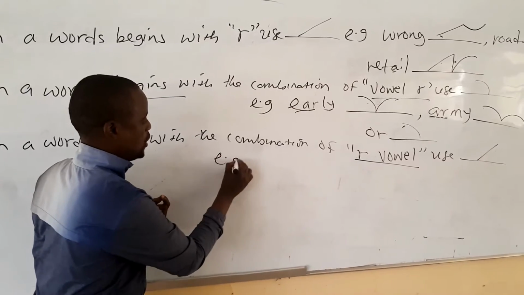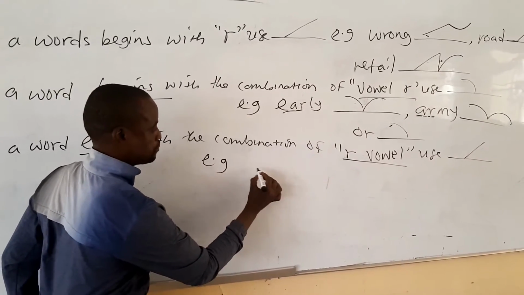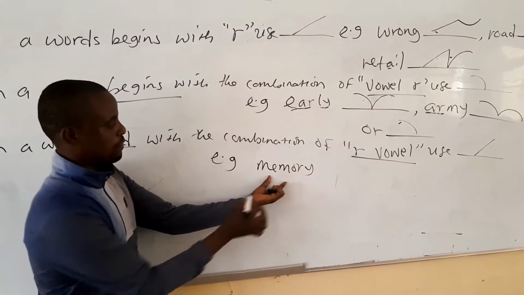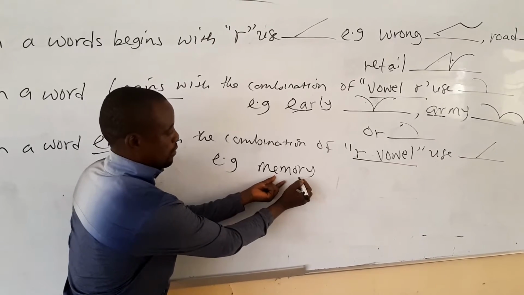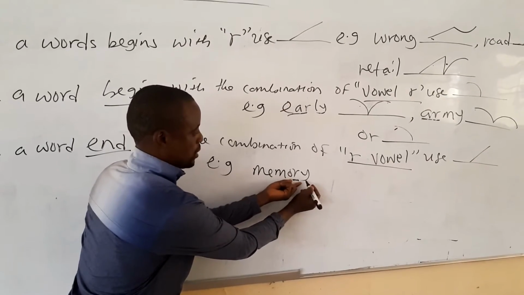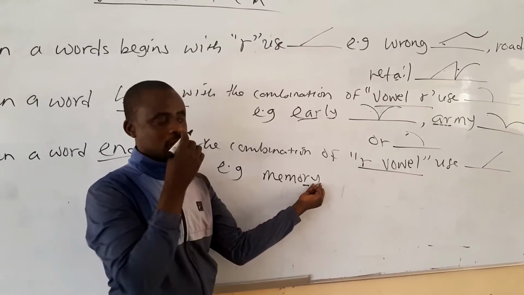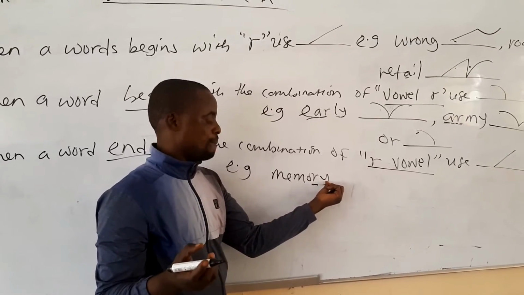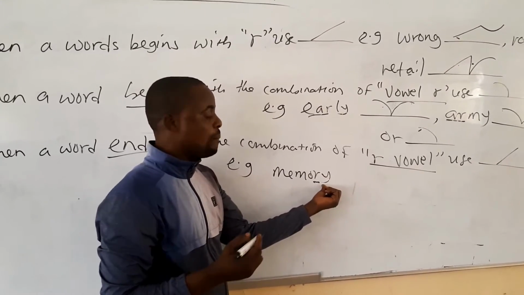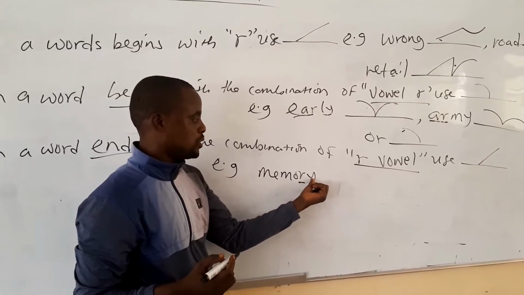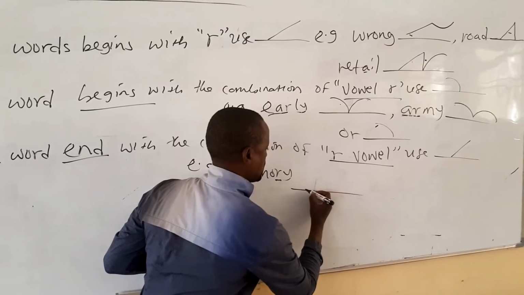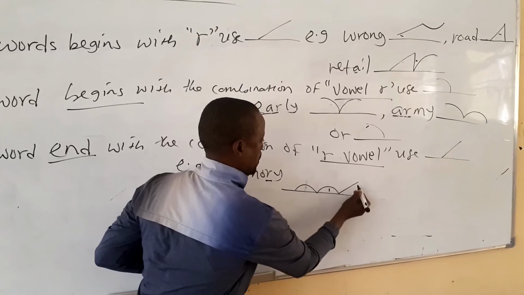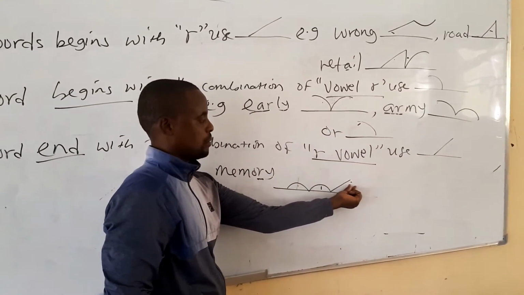Okay, what are the examples? We say, e.g., example, memory. In this word, you can see we have the combination of R, then the vowel. Because you say memory, the sound is E, short E. That is why we have the combination of R and vowel. Which vowel? Short E, memory. We are going to write memory. We have the sound of E.